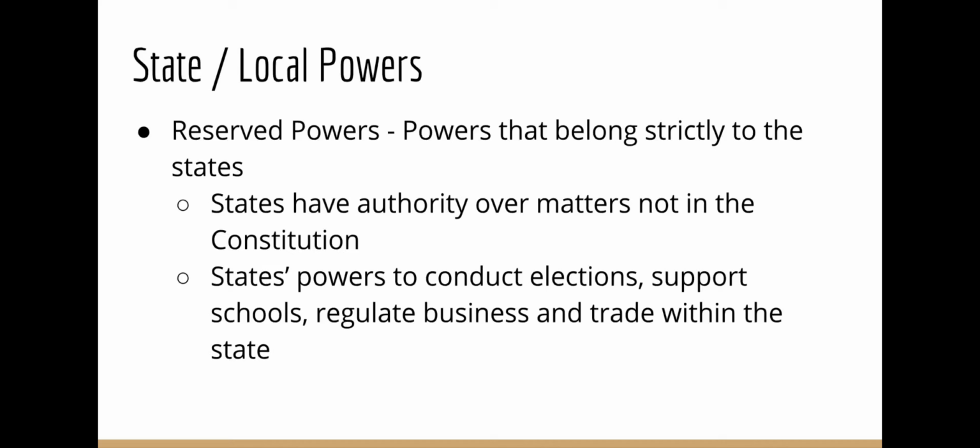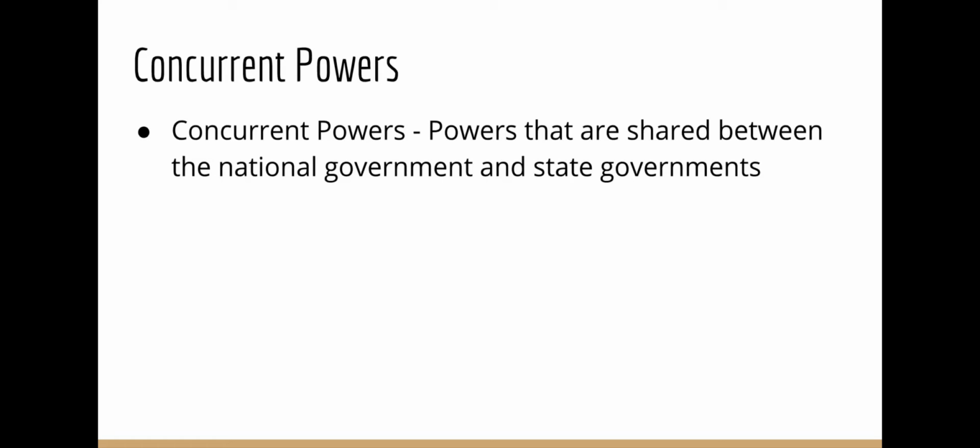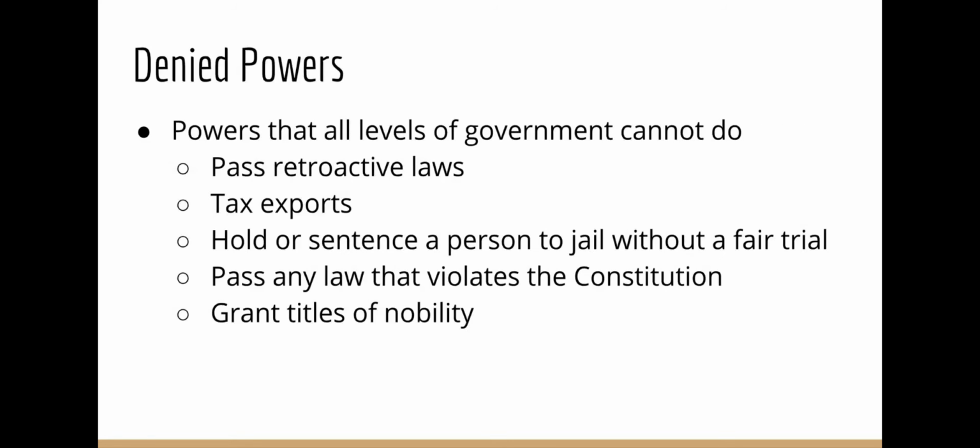Now, if it's business or trade across state lines, then the national government will have authority over that. And you also have concurrent powers, or powers that are shared between both the national government and the state governments. So those are the powers that the national government and state governments carry, but there are also things that all levels of government cannot do.